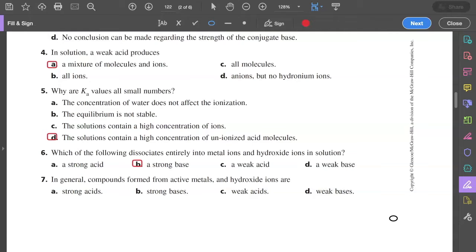I may have given this one away. In general, compounds formed from active metals and hydroxide ions are, is it A, strong acids, B, strong bases, C, weak acids, or D, weak bases? Yep, I said it before. Those are strong bases. Again, anything that's an active metal with a hydroxide ion will be a strong base.